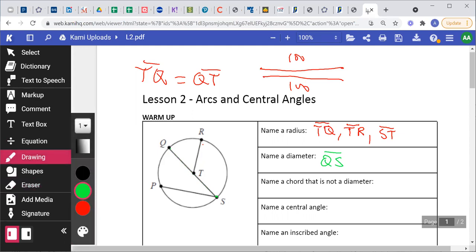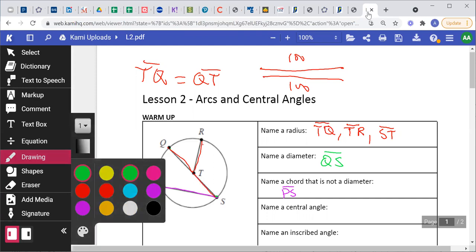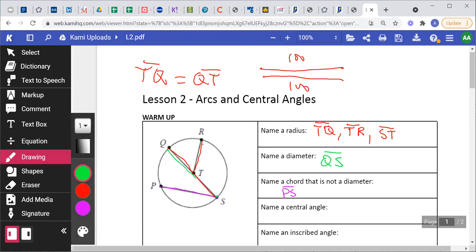Okay, so a chord that is not the diameter is just going to be a chord far away from the diameter. So this is PS. Let me represent the other ones. This is, and this also represents, and then they should be naming a central angle. We have two of them here.